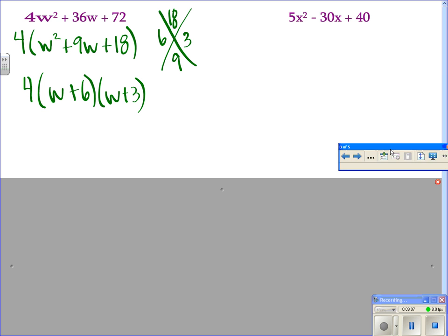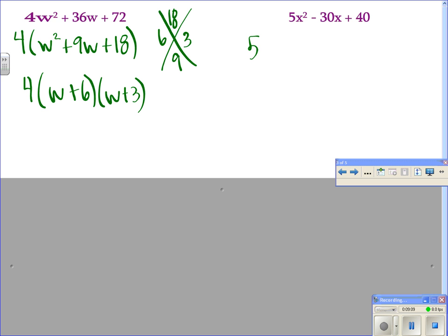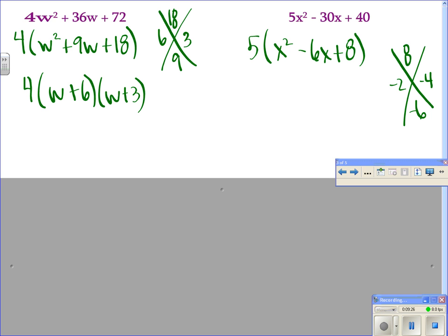Next one, we take out a 5, because that's in common with all of them. So we've got 8 and negative 6. Make sure you keep the 5 there. So we've got minus 2, minus 4.